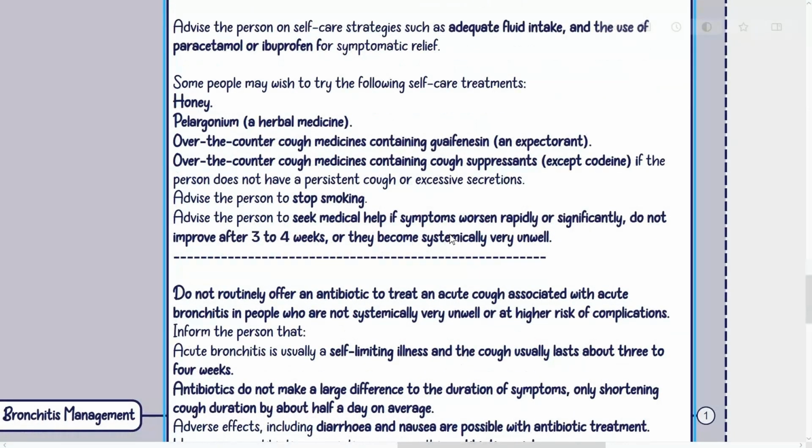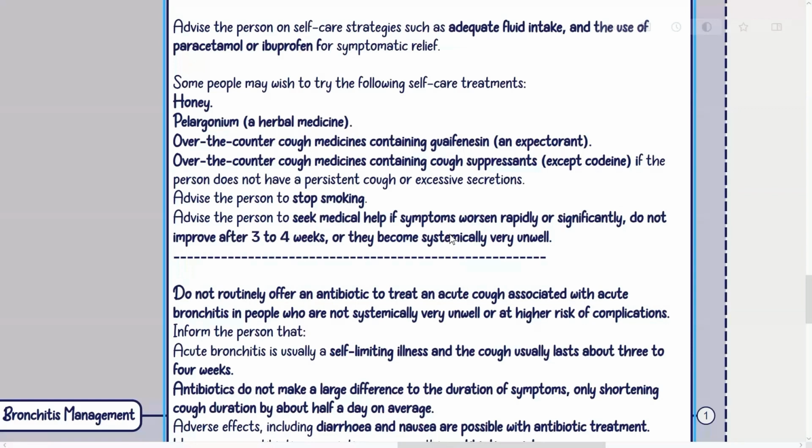Advise the person on self-care strategies such as adequate fluid intake and the use of paracetamol or ibuprofen for symptomatic relief. Some people may wish to try the following self-care treatments: honey, pelargonium, a herbal medicine, over-the-counter cough medicines containing guaifenesin, an expectorant, over-the-counter cough medicines containing cough suppressants, except codeine, if the person does not have a persistent cough or excessive secretion. Advise the person to stop smoking.